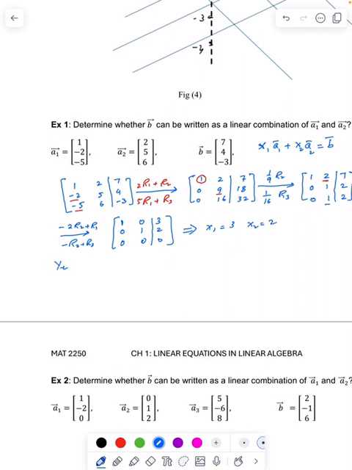So now I can say yes, B can be written as a linear combination of A1 and A2. B is equal to 3A1 plus 2A2.